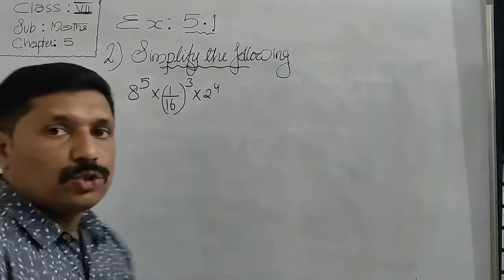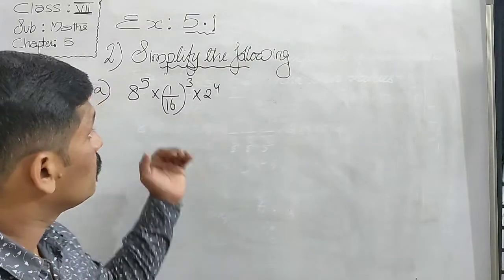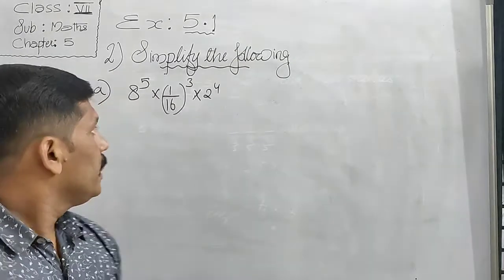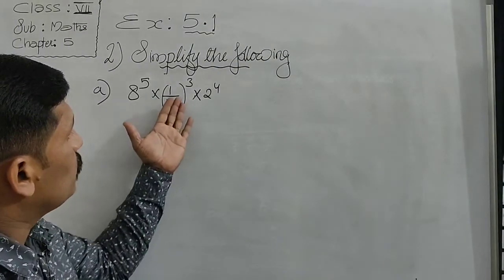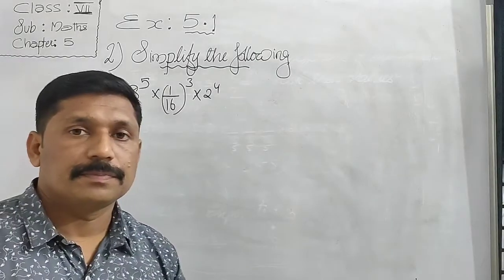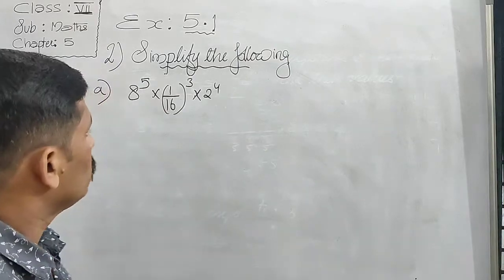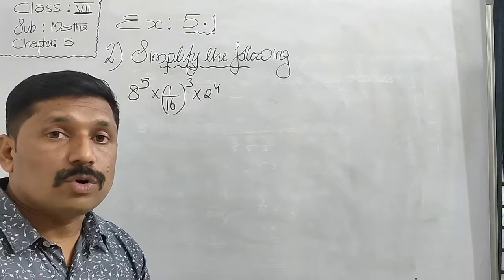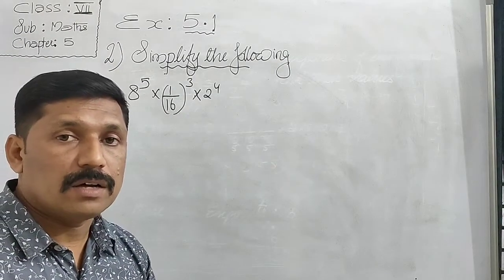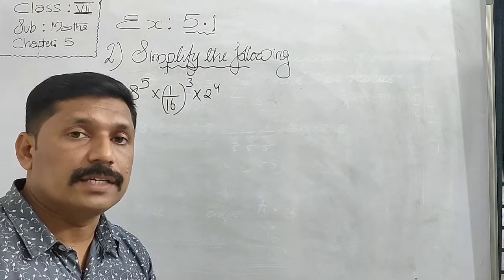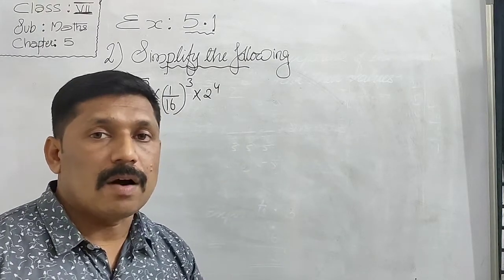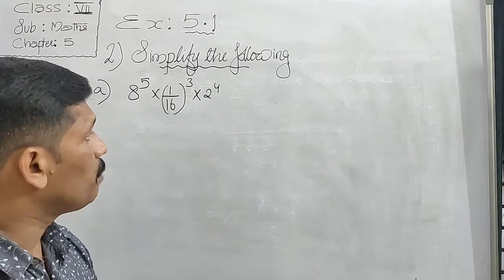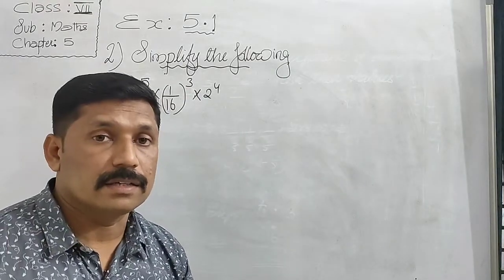Okay students, next question, question number 2. Simplify the following: 8 power 5 into 1 upon 16 power 3 into 2 power 4. This is the question with exponents. Here we are simplifying not by using the rules of exponents, because we have not studied the rules of exponents till now.